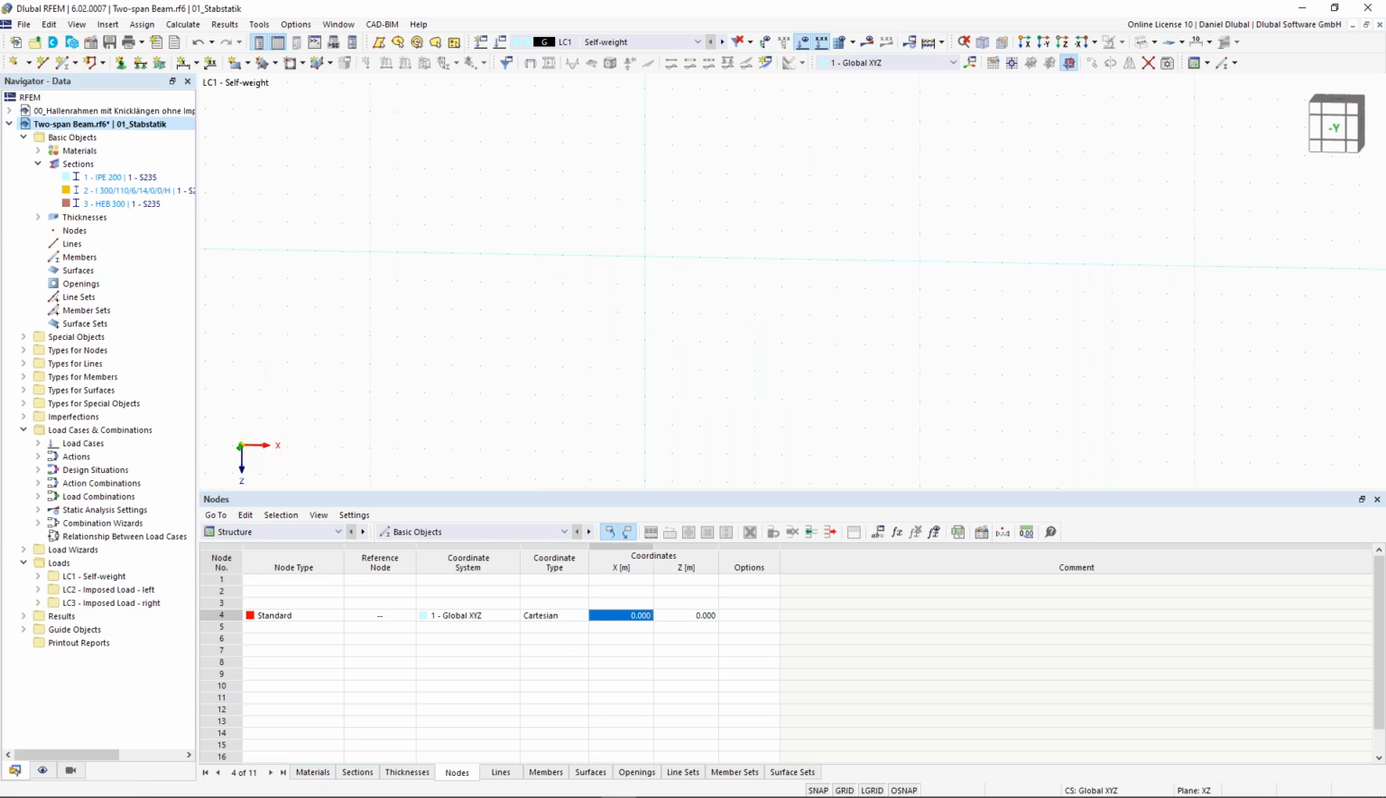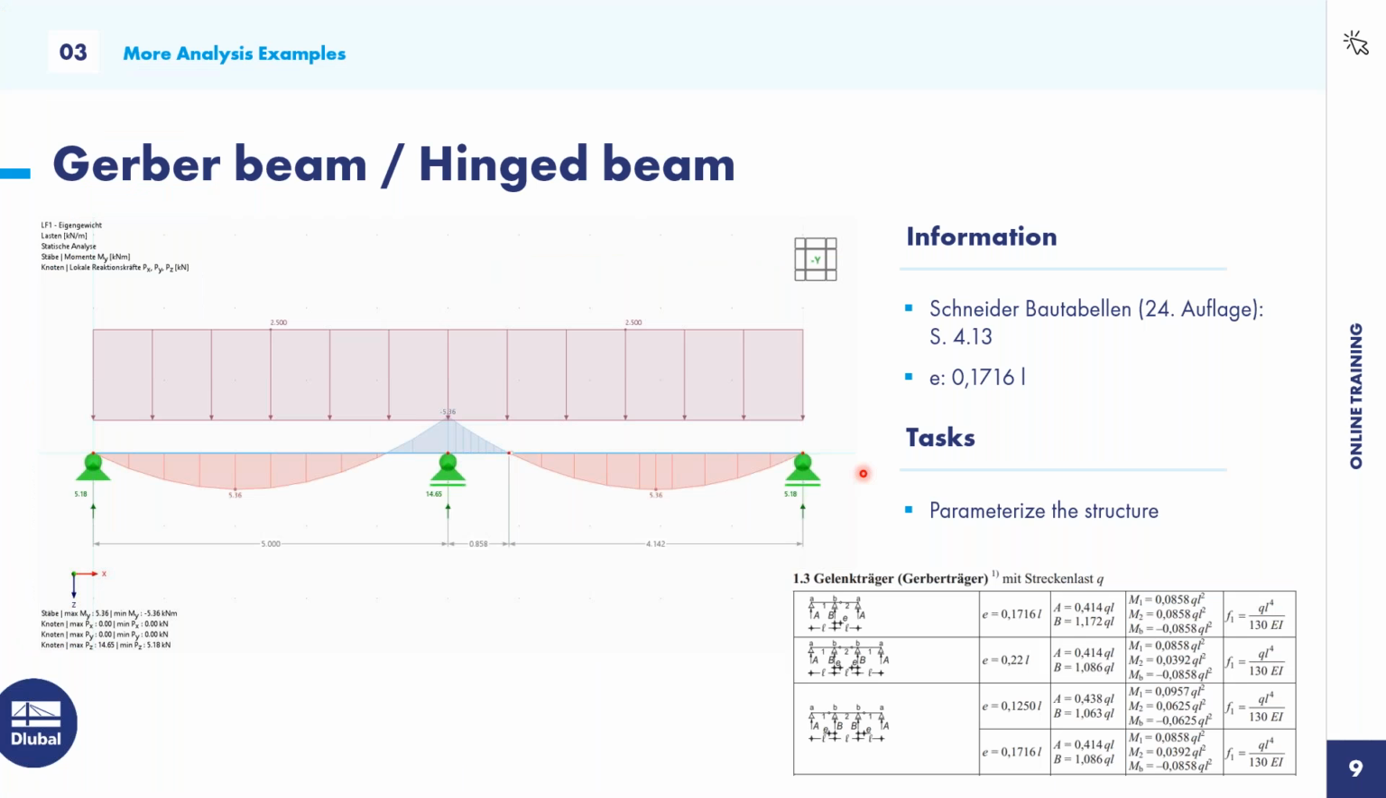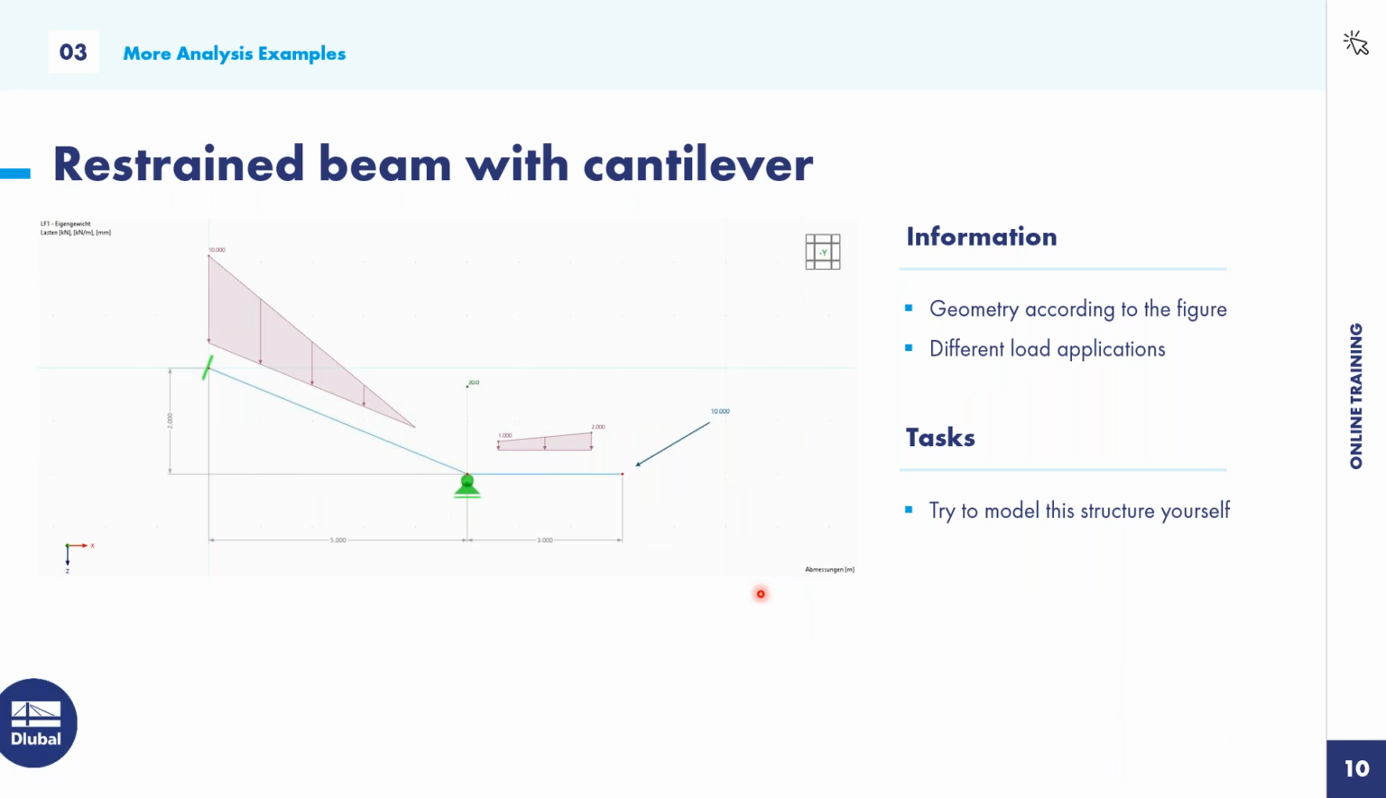And now let's jump to my PowerPoint presentation. So this was the Gerber beam or the hinge beam. Here I have also attached the definition of this E. It's from my student table book, Schneider Bautabellen. Maybe you have something similar in your country, I don't know. This was the last example.